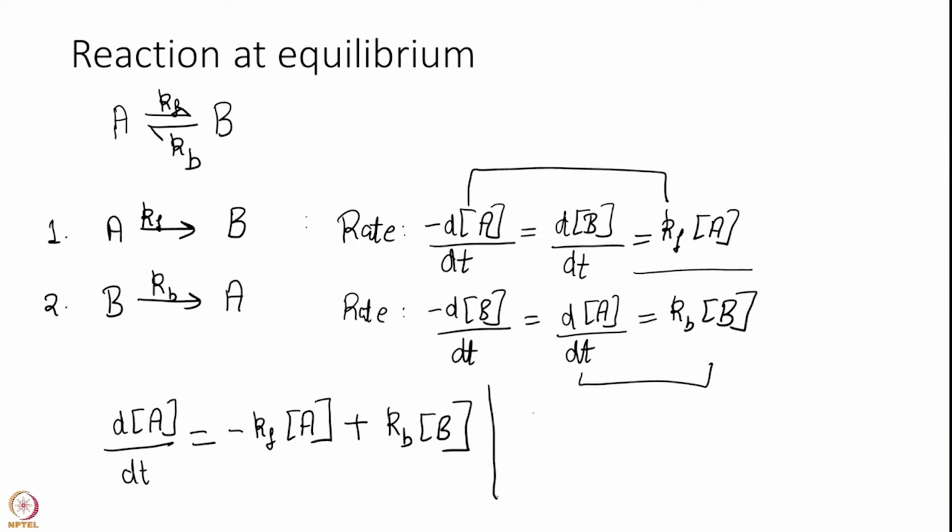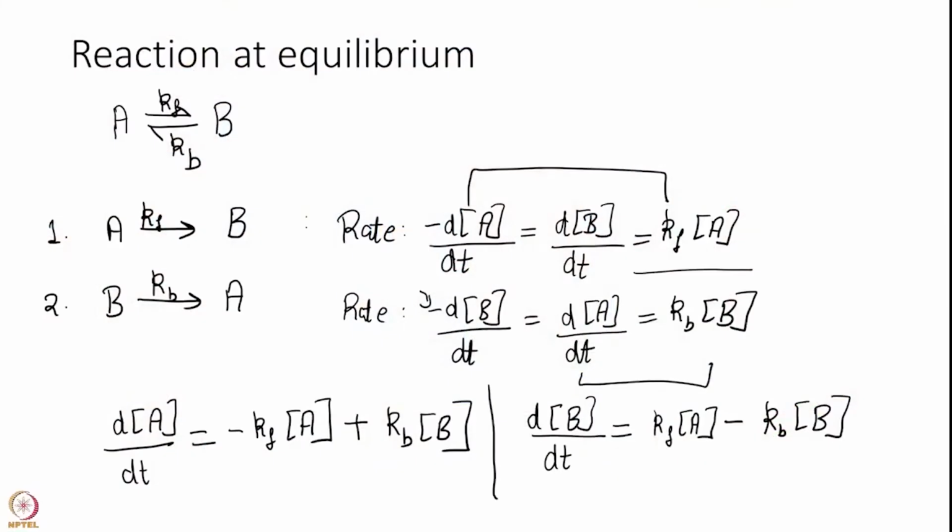I can write a corresponding equation for dB over dt. dB over dt again appears twice in both equations. From the first equation the contribution is positive Kf A, and if you see that in the second equation I have a negative sign here. So, I have a minus Kb B. So, this is how you write rate law equation for complex equations.